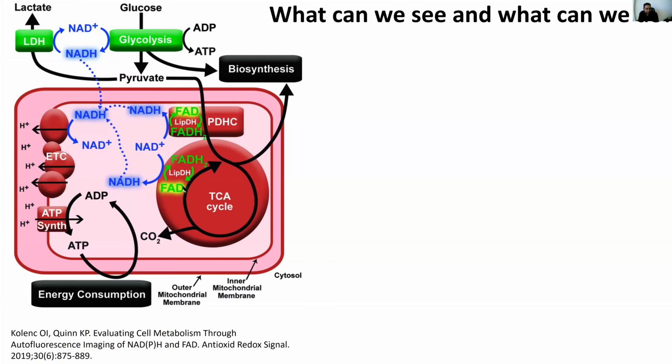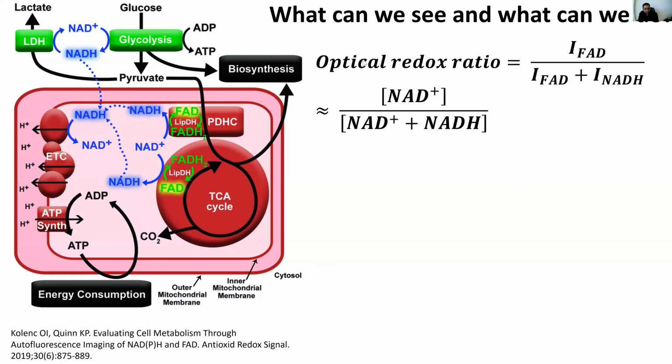So the idea is, can we use the NADH and FAD to actually see what is happening in metabolism? And that gave rise to this metabolic optical redox ratio, which is basically an intensity ratio of the FAD by FAD plus NADH. Now I have to tell you that there are different definitions of this.